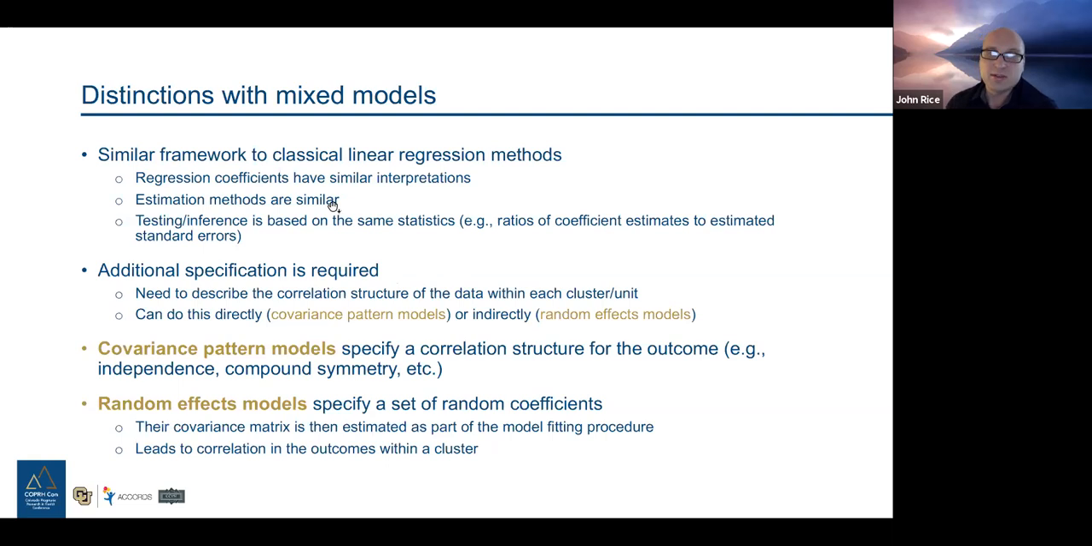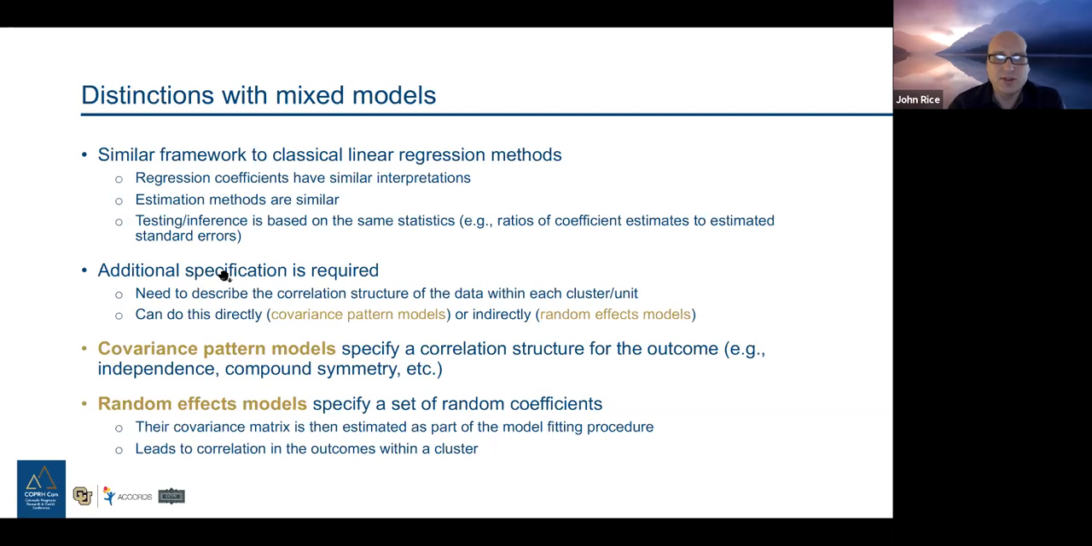Estimation methods are going to be similar. We're going to be using maximum likelihood in the mixed effects framework, possibly something like restricted or residual maximum likelihood, which is a small sample adjustment to maximum likelihood that gives you, in theory, less biased covariance parameter estimates for small samples. And then testing and inference is often based on the same t statistics. So the ratio of the beta hat to its standard error.